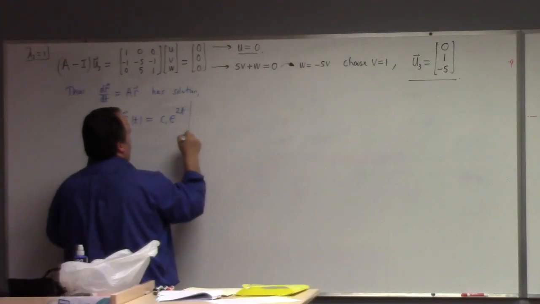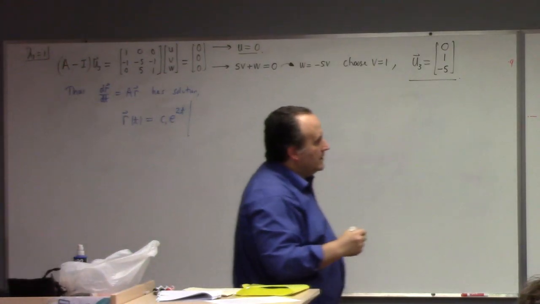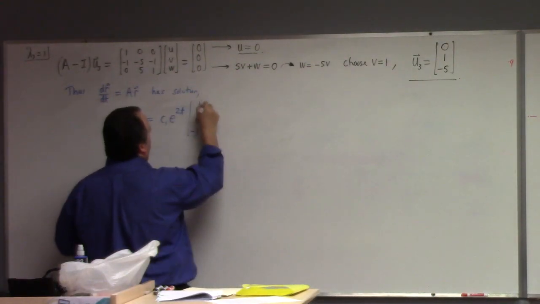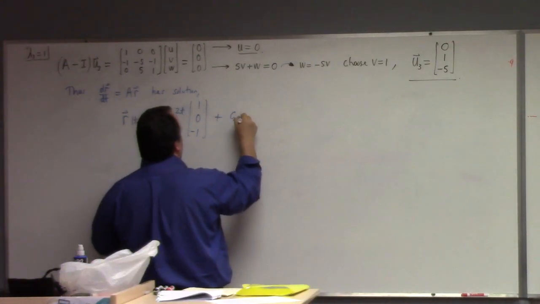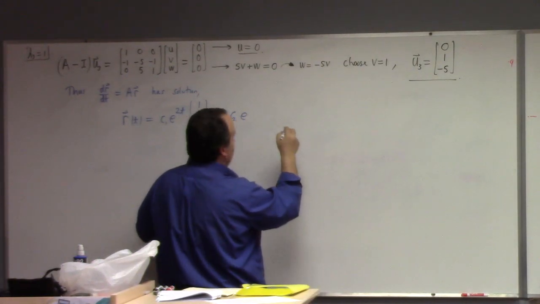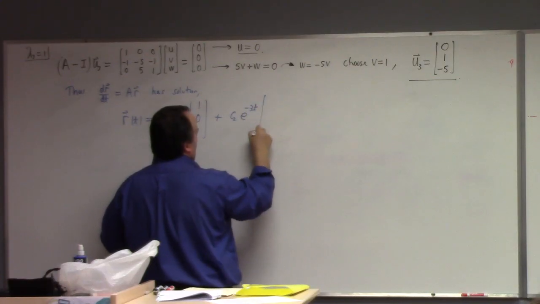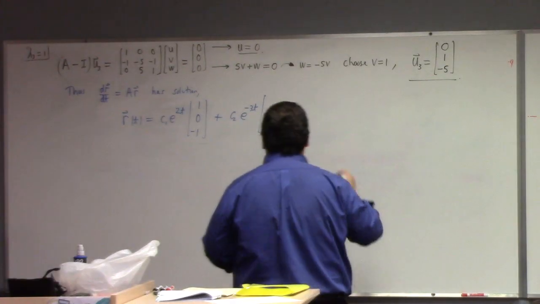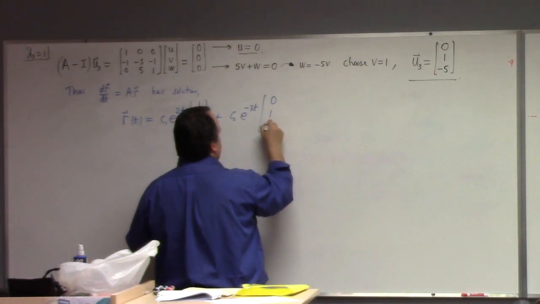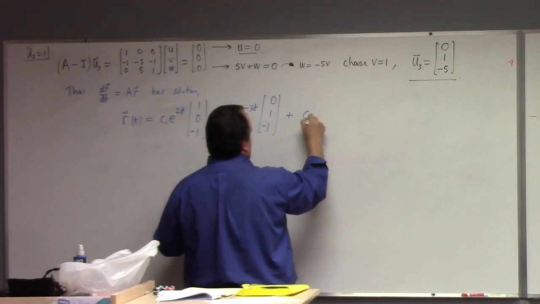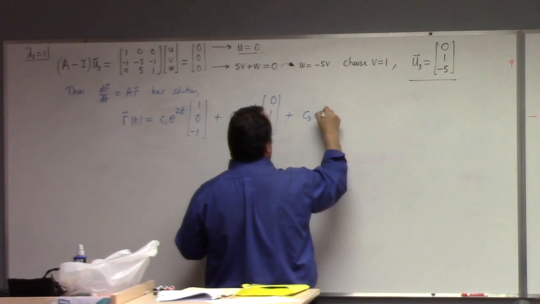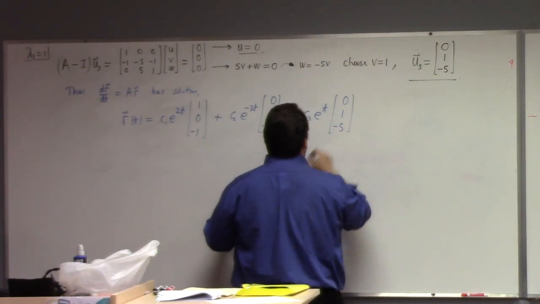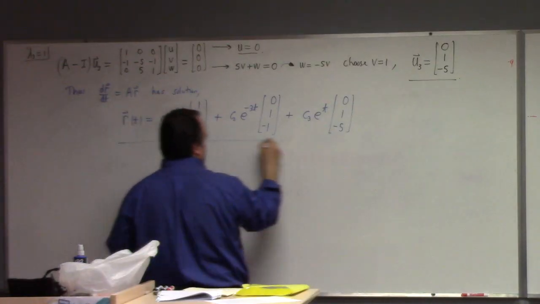And my first eigenvector, what was it? It was 1, 0, negative 1. Okay, cool. Plus c2 e to the minus 3t. My second eigenvector was 0, 1, minus 1. All right. And then plus c3 e to the t times this 0, 1, minus 5. And there you go. That is the solution to this system.